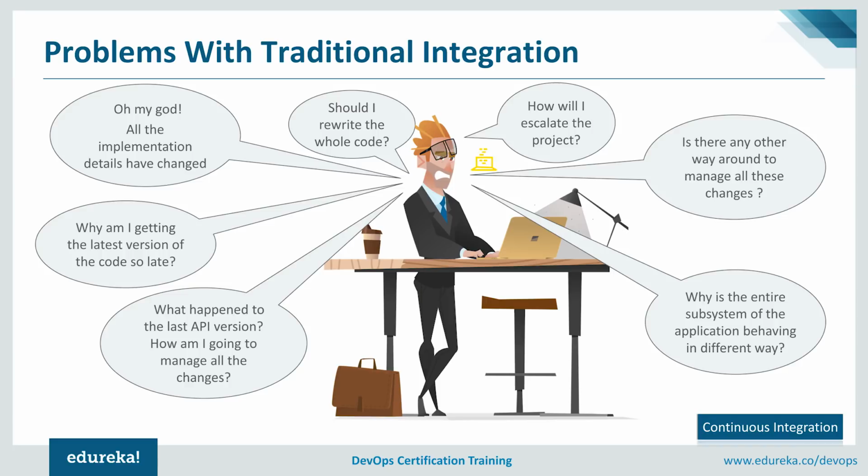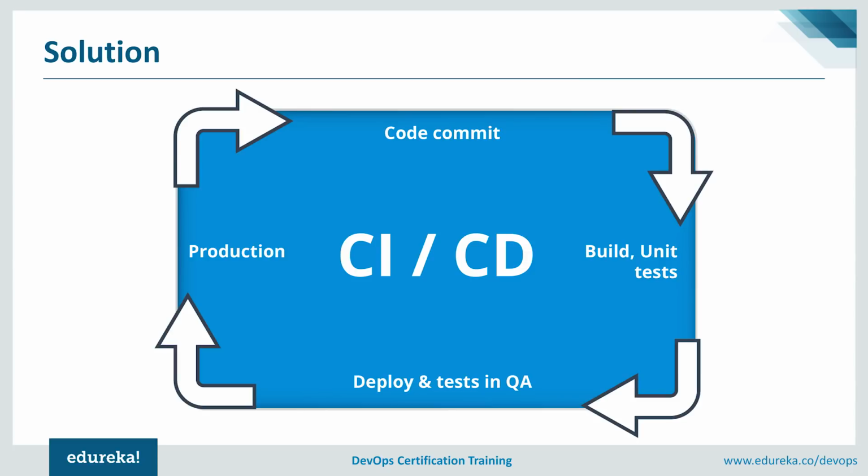And finally, when the complete team was trying to integrate their code, they found that they lacked security while integrating their code. These were some major issues that the company was facing. Now, what was the solution for this? How could the developers overcome these problems? Well, the answer to this problem was continuous integration.